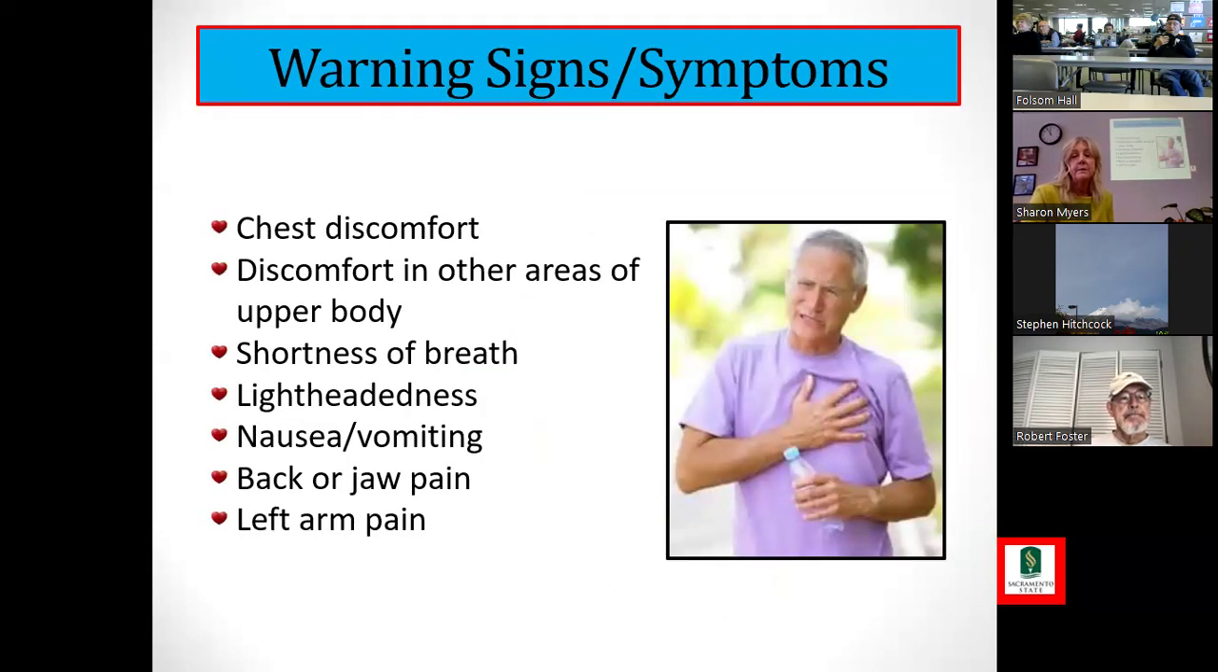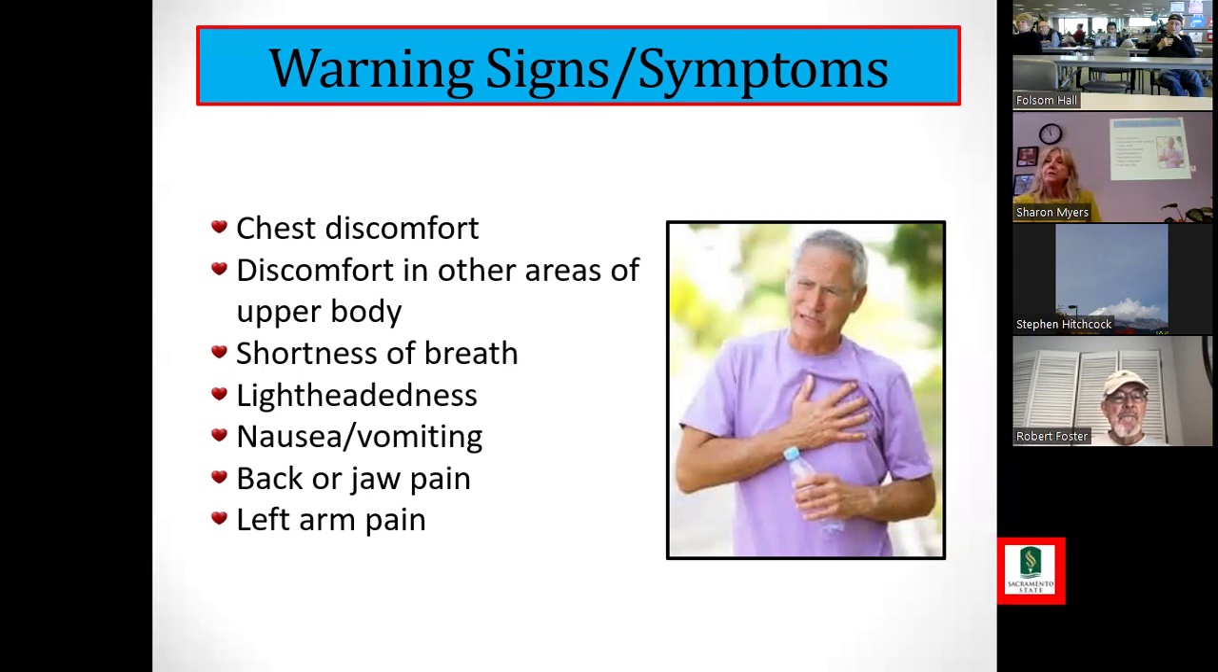Warning signs and symptoms of blockages in the coronary arteries are chest discomfort. It can feel different to different people. In some people, it might feel like an elephant standing on your chest. Some people, it might feel like a dull pain. Some people, it's sharp. It can be other places besides in your chest. It can be up in your jaw. It can be down your arm, your left arm in particular.